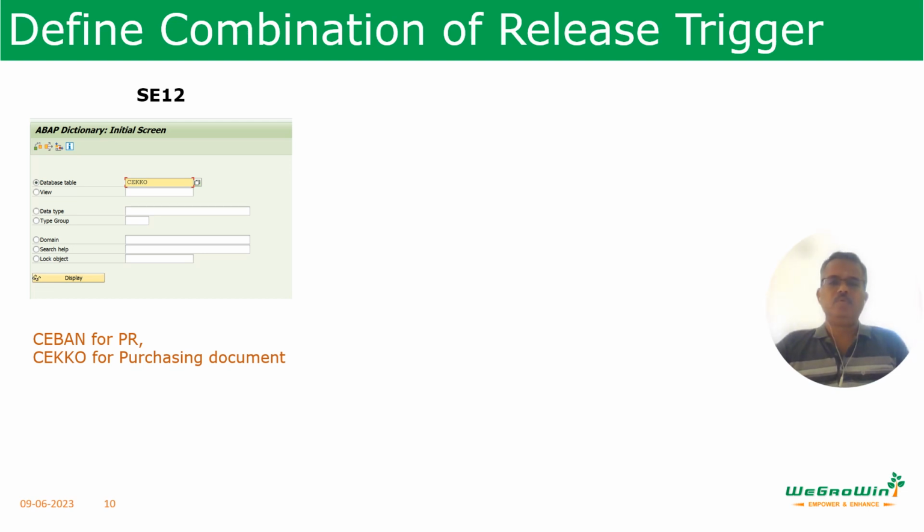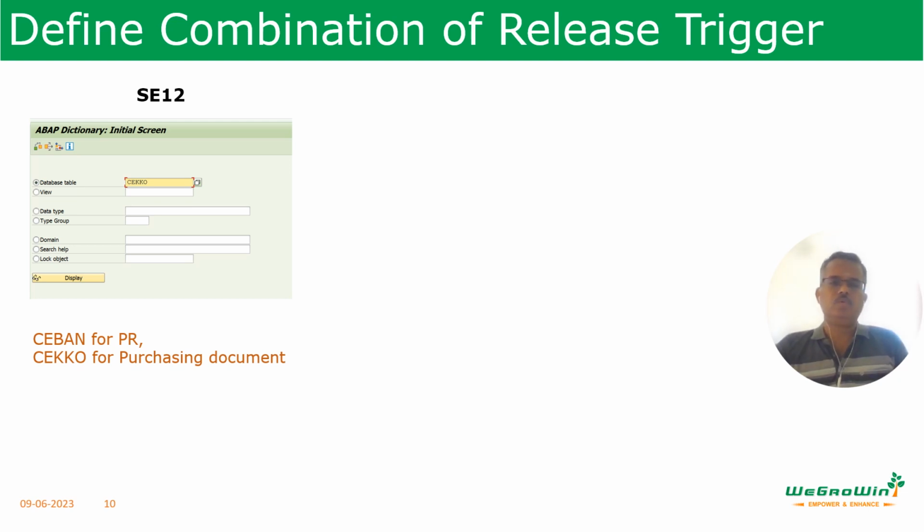So in SAP, we have runtime structures. For example, here we have CEKKO for purchasing documents and CEBAN for purchase requisitions. These are the runtime structures. To view the fields in these runtime structures, which can be used for this release process, we can use transaction SE12 to see all the fields involved in these different structures.